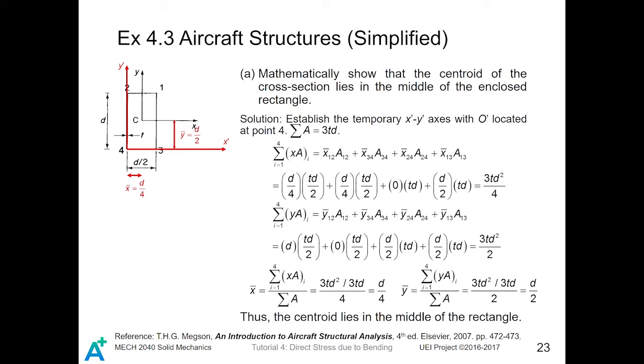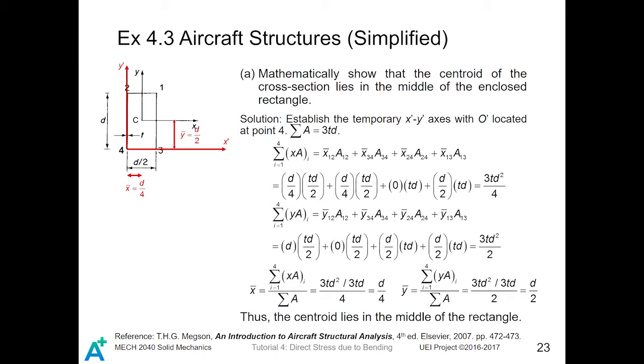Firstly, let's show that the centroid of the cross-section lies in the middle. Suppose we don't know where the x and y coordinate system is, and we don't know where the centroid is. Therefore, we set up the x prime and y prime coordinate system such that we can find the first moment of area of this cross-section first.